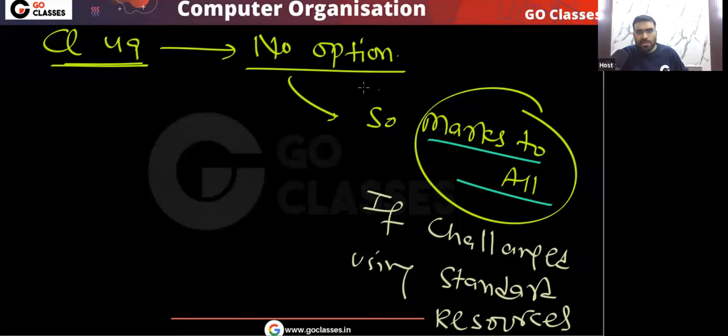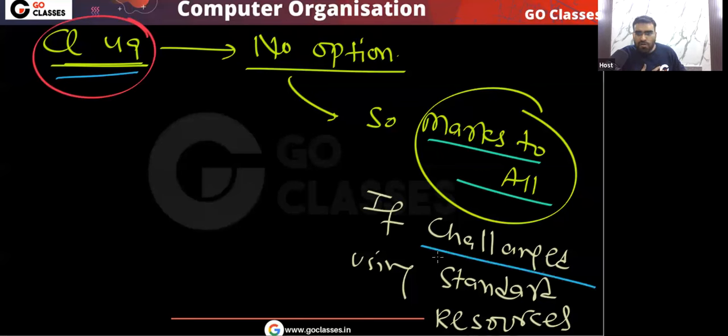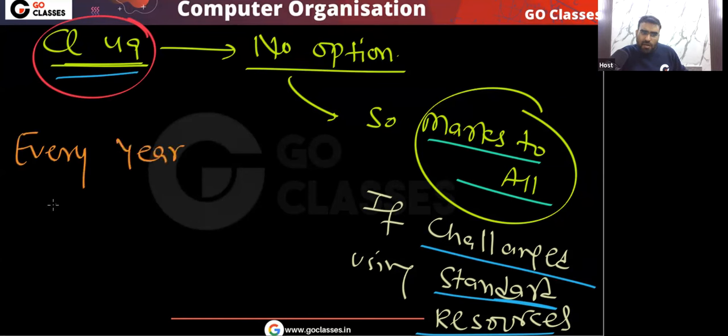Is this clear? Do not worry about this type of question. This is what I'm telling you. For question number 49, no option is correct. Your concept is correct, but no option is correct. So this type of question will be marks to all when we challenge it using the standard resources. It happens every year. Remember this point. Every year, 1-2 questions, or I can say 2-3 questions, become marks to all.